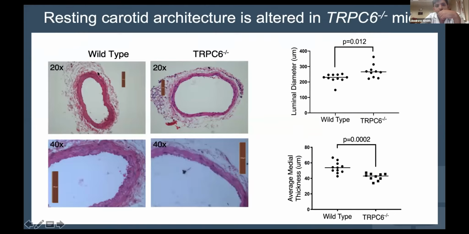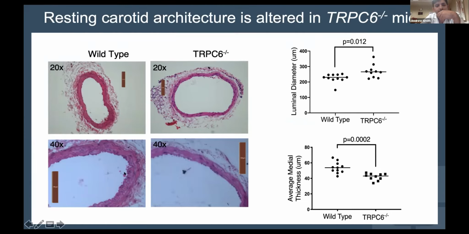Here we demonstrate that there were histologic and structural differences in the common carotid arteries of wild type and TRPC6 knockout mice at rest, even prior to injury. These are 8 to 10 week old male mice, common carotid cross sections that have been H&E stained. What one can see is an increase in the luminal diameter of TRPC6 knockout common carotid arteries and a decrease in medial thickness.